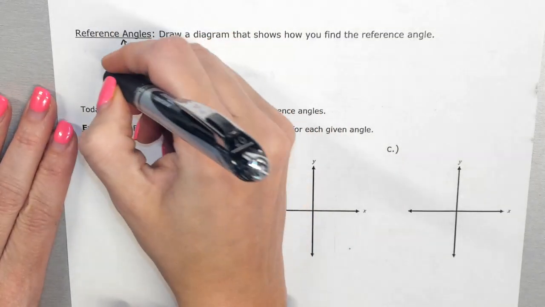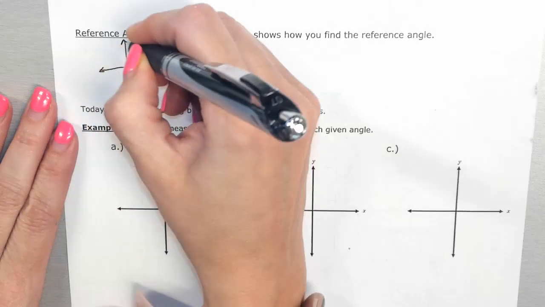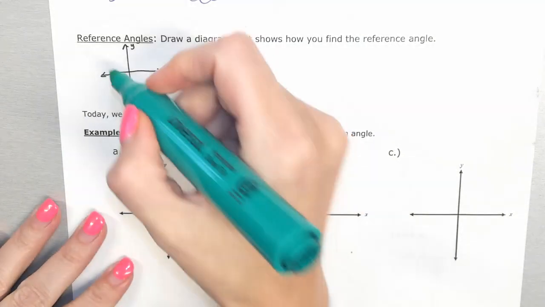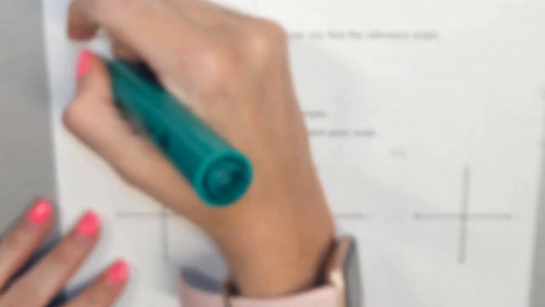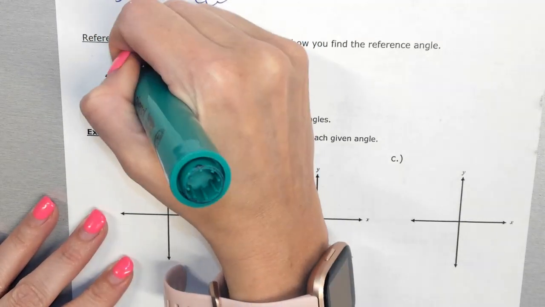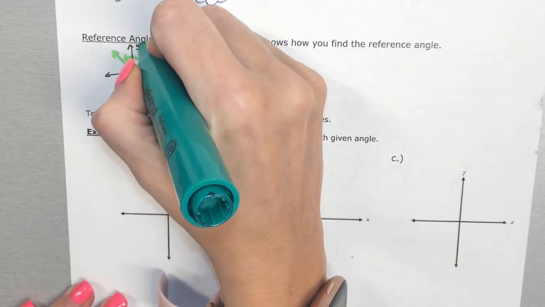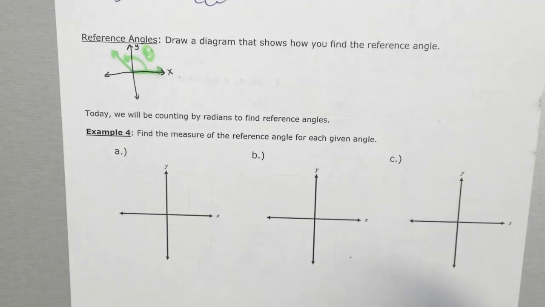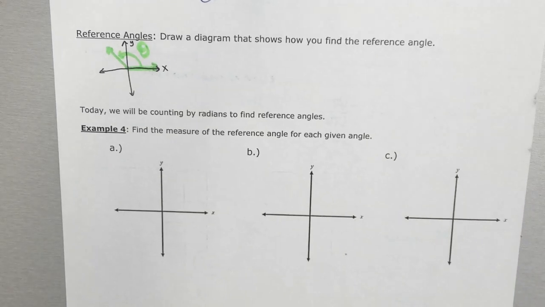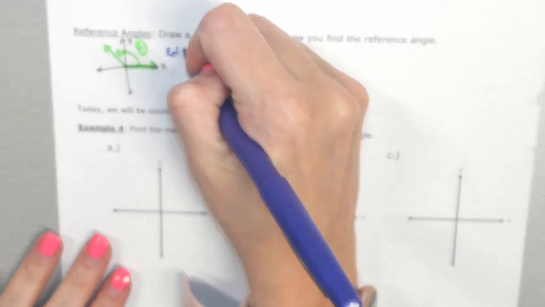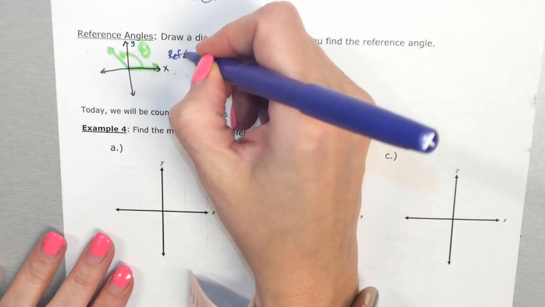So we're going to draw a little diagram about how we found the reference angles from yesterday. Okay, so when you are drawing your reference angle, you start with your value of theta, right? We're just going to do theta here, an arbitrary value. When you are finding the reference angle, it is always the shortest distance to where? The x-axis. So the reference angle is the shortest distance.